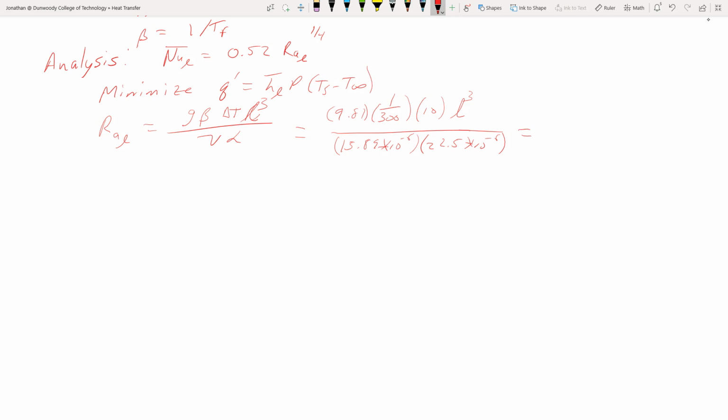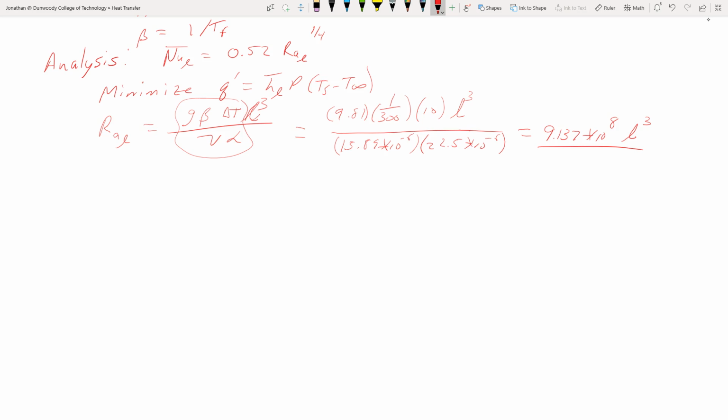And so if we carry that through, we get 9.137 times 10 to the 8 L cubed. It's going to be our Rayleigh number, because all of these properties here are independent of the shape that we pick. Right? So L cubed is the only thing that we have different there. So that will depend on our shape.